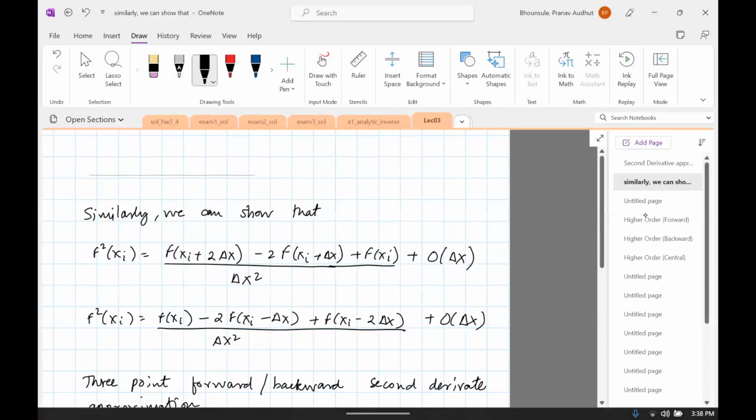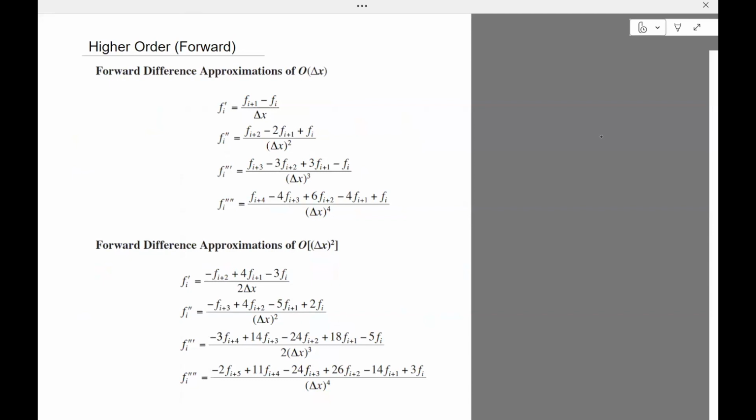Now there's a series of formulas which I won't go into deriving, but you can derive them if you want, and you might have problems involving them. Here are some approximations. This is the forward difference approximation. This is the first derivative. This is the second derivative, third and fourth. Here f2 is the same as f double prime, and f3 is the same as f triple prime. Okay, and when they say fi, it means f of xi. If they say fi plus 1, it means f of xi plus delta x. If they say f of i plus 2, it means f of xi plus 2 delta x, and so on.